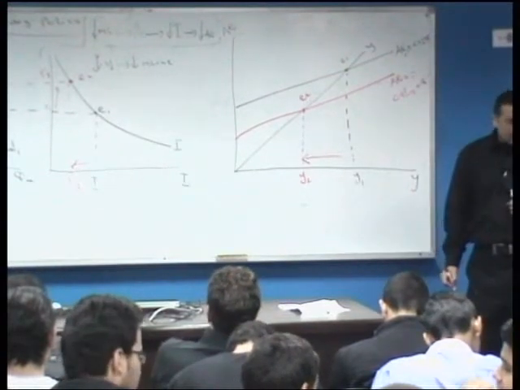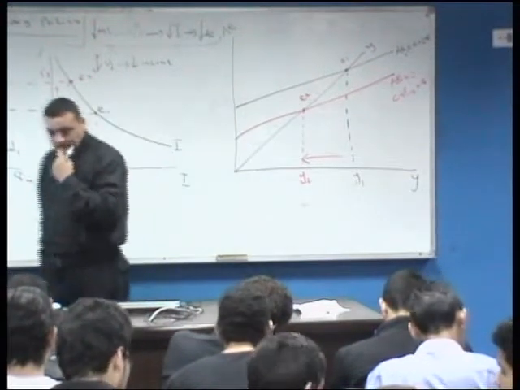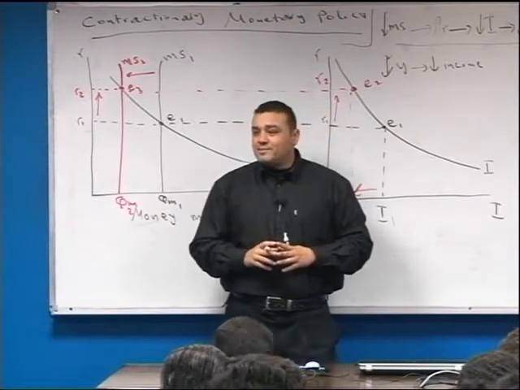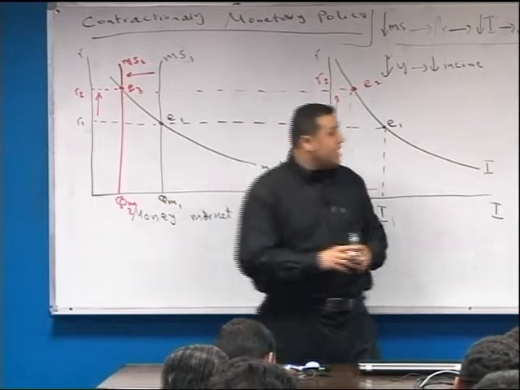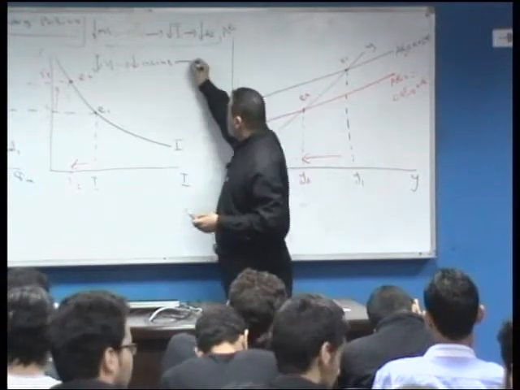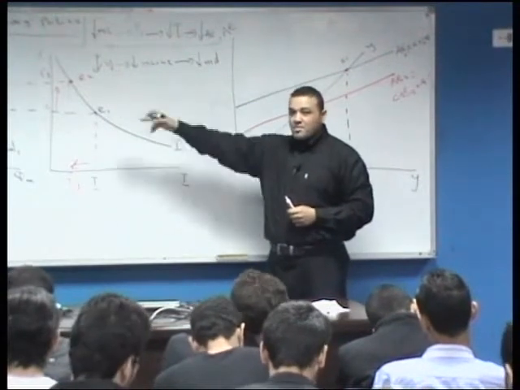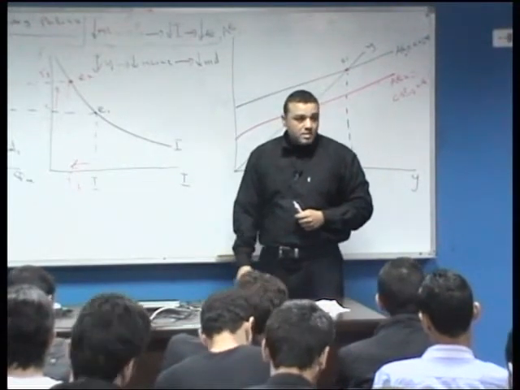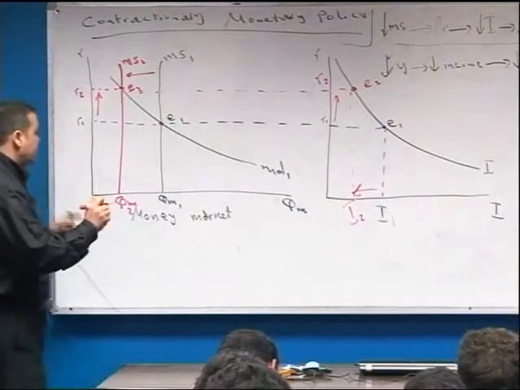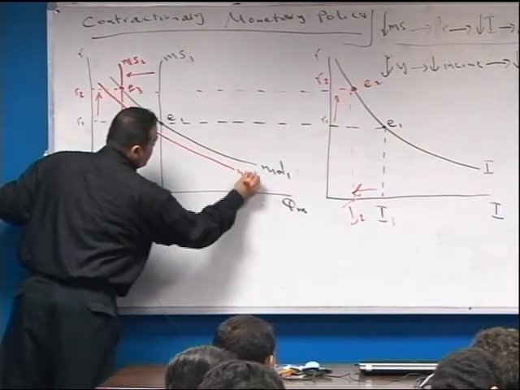Right? Okay, let's come back here to our analysis. The decrease in the aggregate income, what is its effect on money demand? Exactly. Yes. The decrease in income leads to a decrease in money demand. So there is a leftward shifting of the money demand curve here, to MD2.